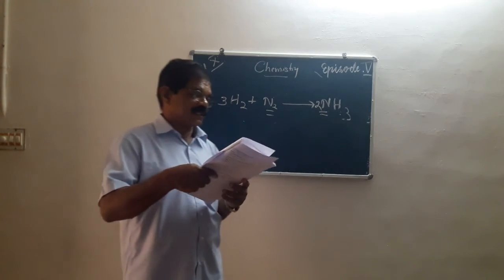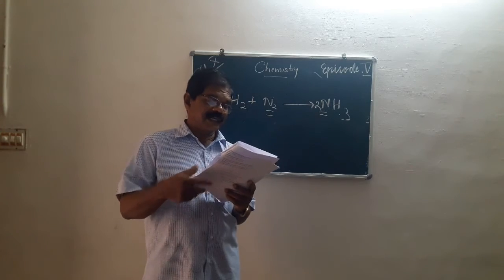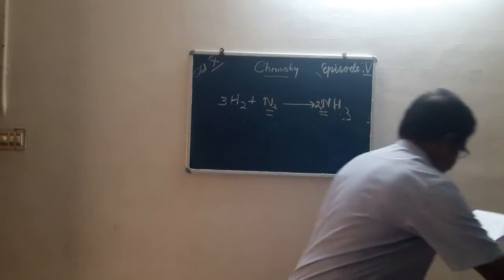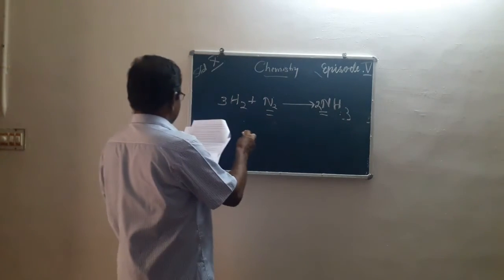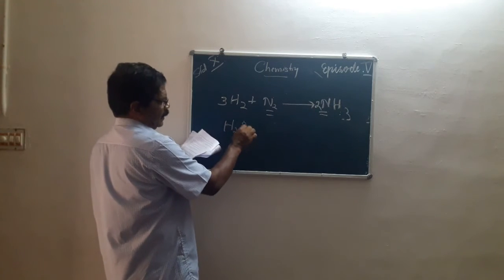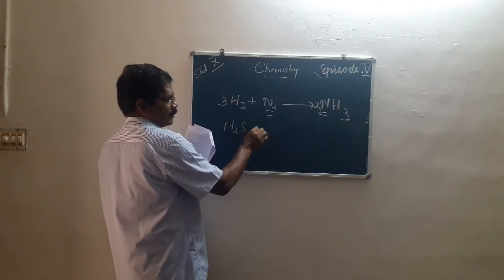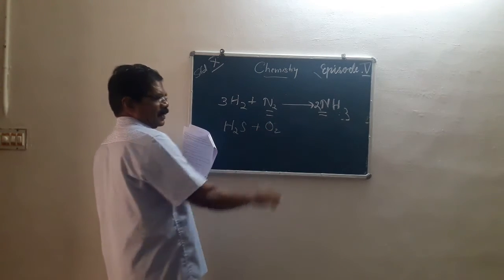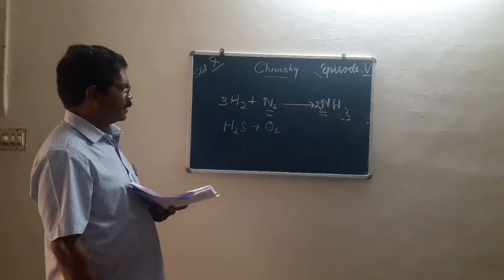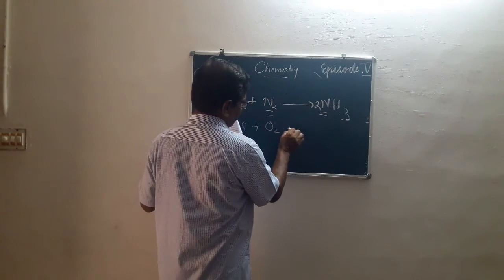Similarly, the other equation is hydrogen sulfide gas burns in air to give water and sulfur dioxide. Hydrogen sulfide gas. You first write the skeletal equation. Hydrogen sulfide gas, H2S, burns in air. Air means oxygen, the only substance that helps burning is oxygen, to form sulfur dioxide and water.